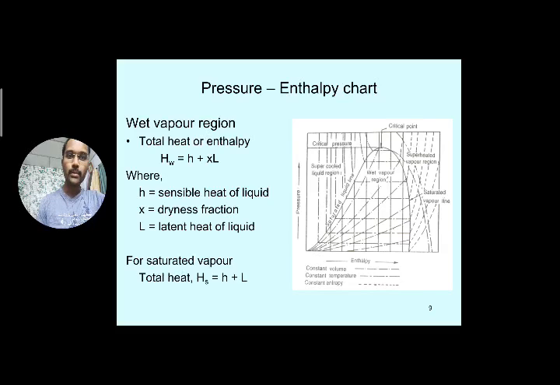For saturated vapor, the total conversion takes place instead of wet vapor when it reaches the curve, meaning it reaches the stage of completely saturated vapor. So on the curve at the right side, the dryness fraction x becomes equal to 1. So the total heat can be taken as hs for saturated vapor. It is equal to small h plus L.